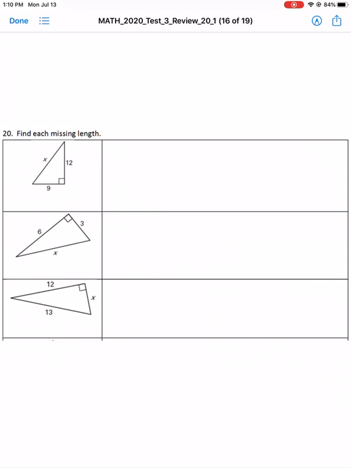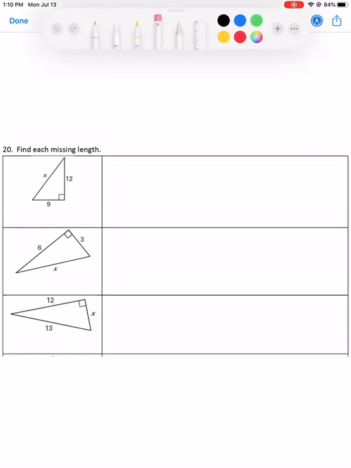Now we're moving on to number 20, where you need to find the missing length. Now all of these have x, and they are all right triangles, so we will be able to use the Pythagorean theorem. Oops, let's turn on our marker.